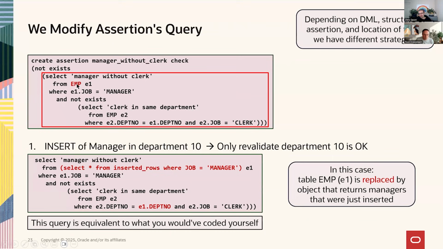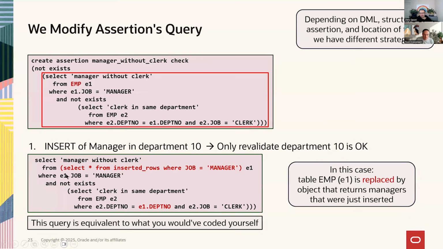The actual code looks a little bit different. You can find it out when you do a SQL trace. But we're going to replace the emp table with an inline view. The inline view selects from an object which I name here inserted rows, and these are the rows that your insert statement just inserted. If I insert a manager, this will just return that manager that you just inserted. So I'm going to look if you inserted a manager. Now this row will also have the department number into which you inserted the manager.